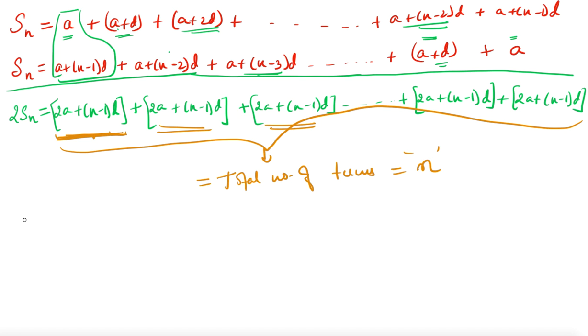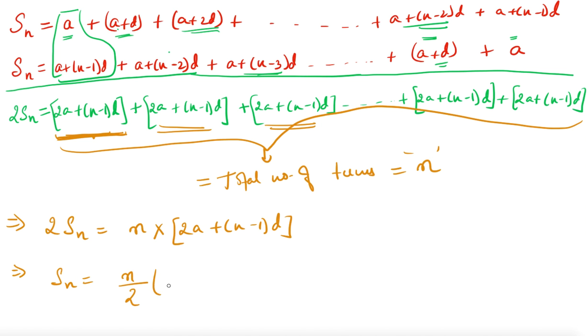So basically, instead of this complete expression, I can write 2 times Sn is equal to n into (2a plus (n minus 1)d). Now I will take this 2 to the right hand side. So Sn becomes n by 2 into (2a plus (n minus 1) times d).